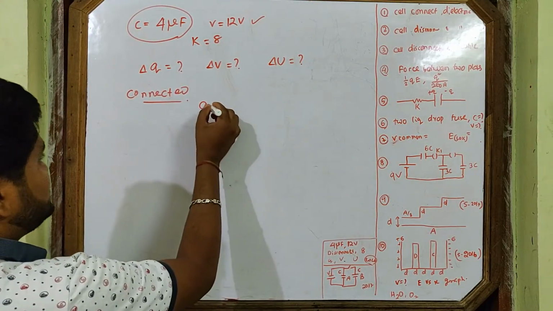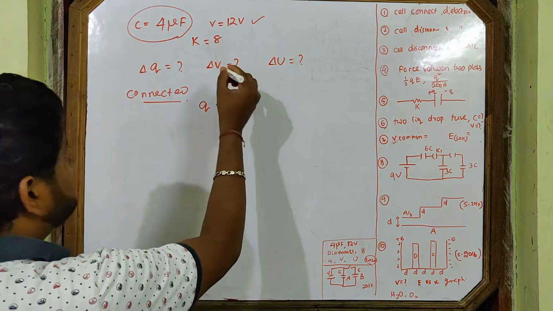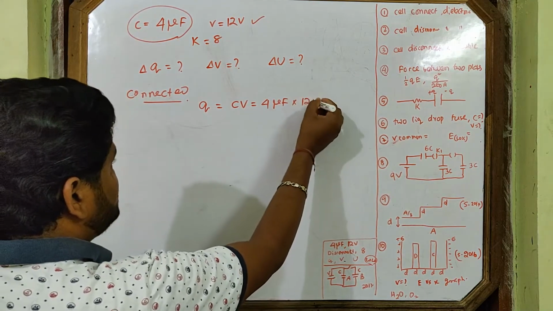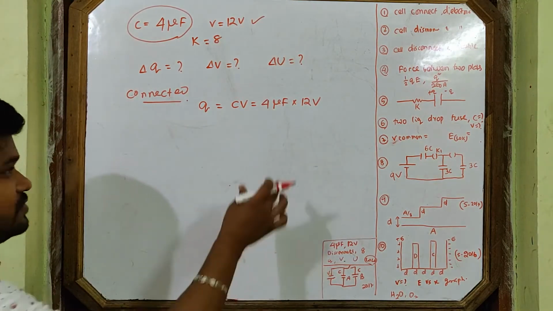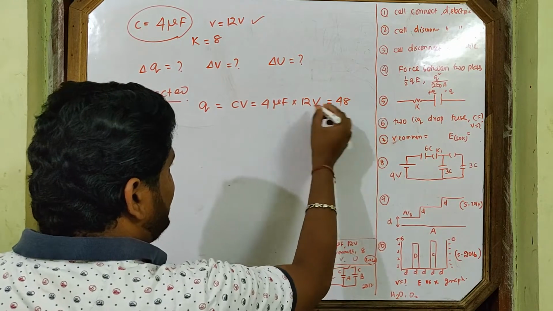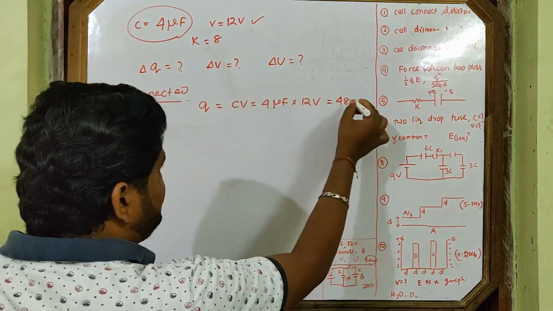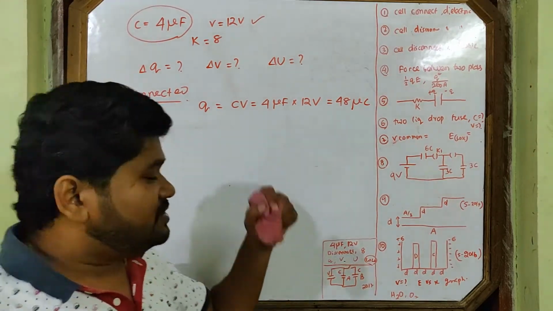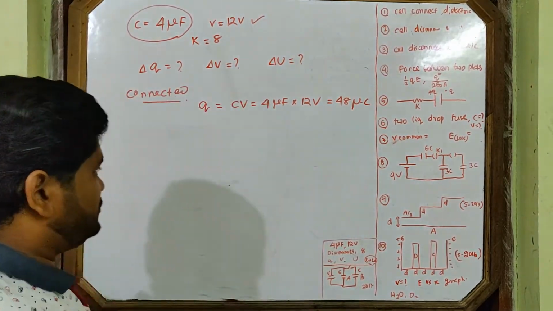Connected, what is the charge? Q = CV. C is how much? 4 microfarad. V is how much? 12 volt. So it is coming how much? This is 48 microcoulomb. I write it as microcoulomb. So this is the charge of the capacitor.